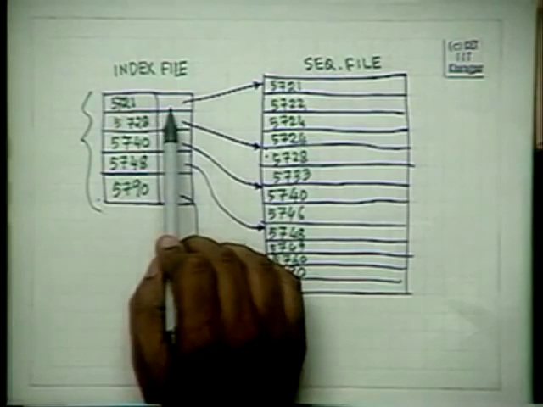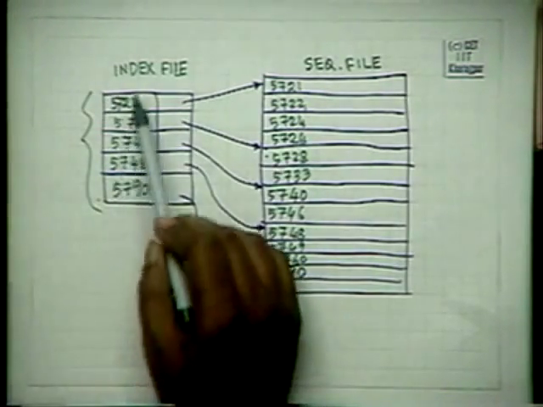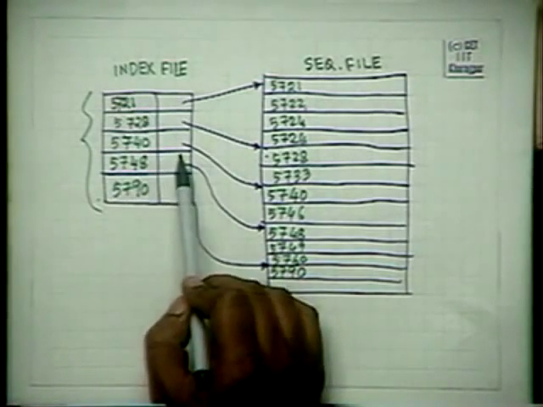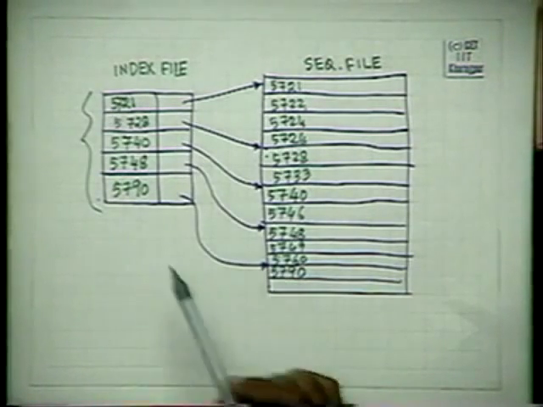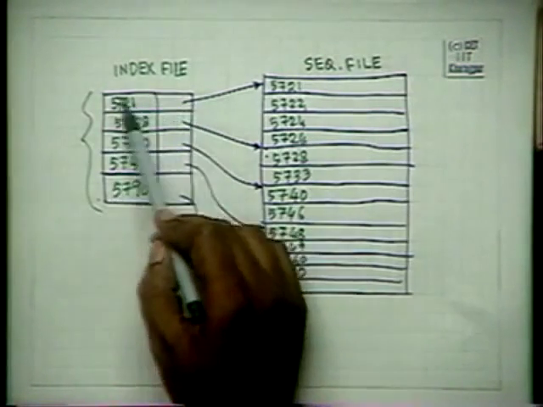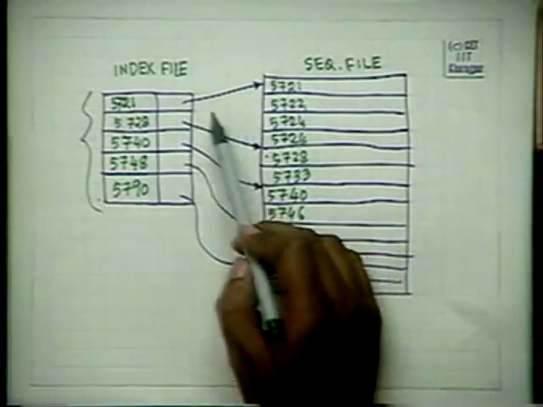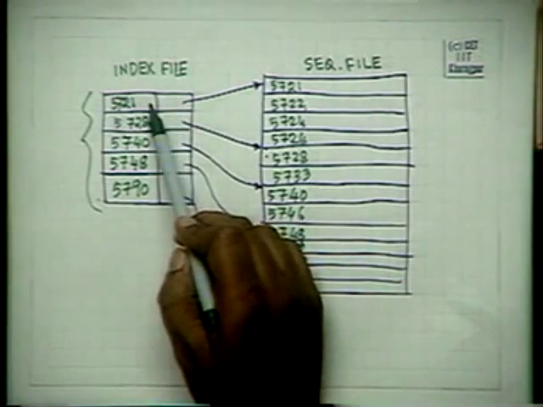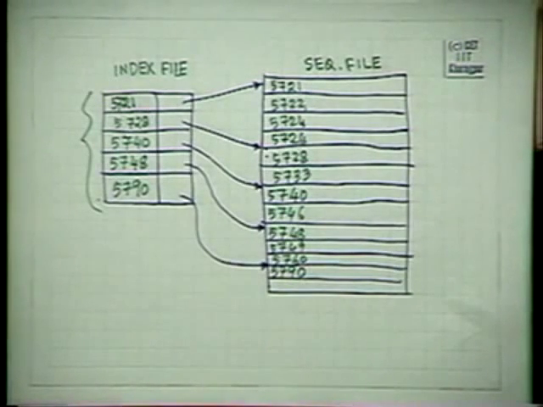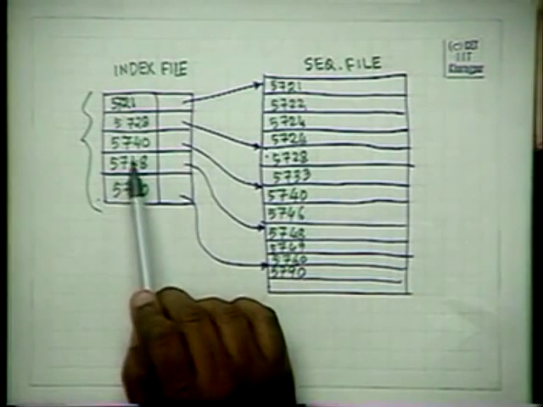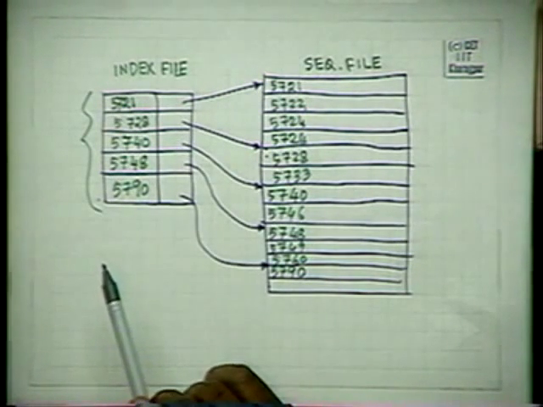And you will do a block access. Suppose this is one block. Then you will just access one block, scan it quickly, and get the pointer and access the actual file. The index file is expected to be much smaller than the original file, but it is also expected to evenly break up the sequential file, so that your access time is reduced to a greater extent.